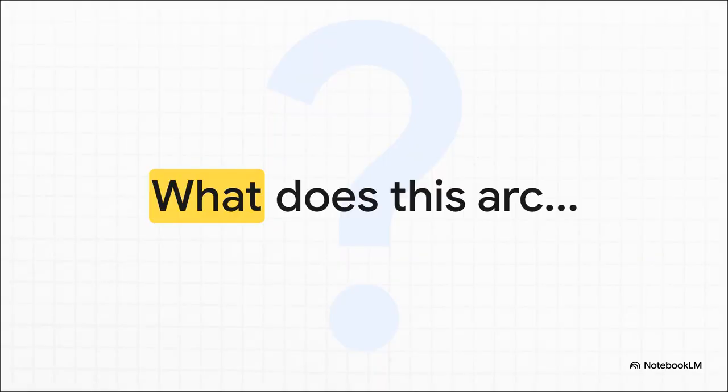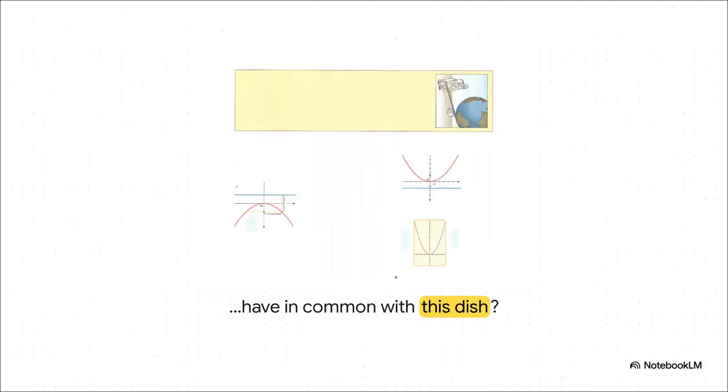But that arc, it gets you thinking. So, here's a question for you. What on earth could that basketball shot have in common with, well, this, a satellite dish? I mean, think about it. One is just pure physics in motion, a ball flying through the air. The other is this piece of high-tech engineering, built to grab these super faint signals out of deep space. They seem totally unrelated, right?